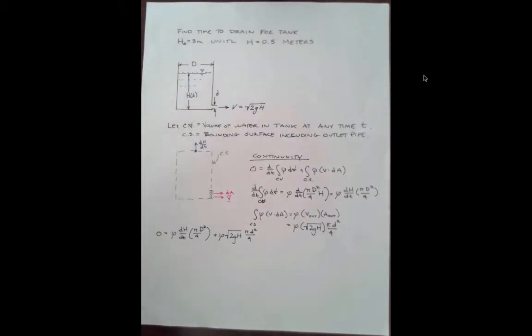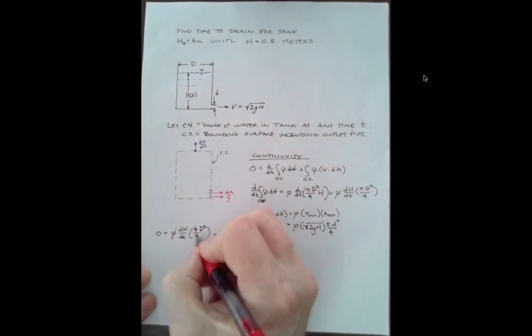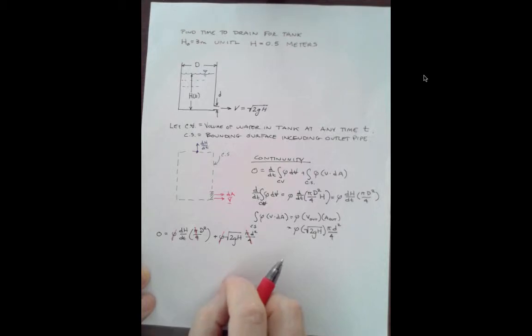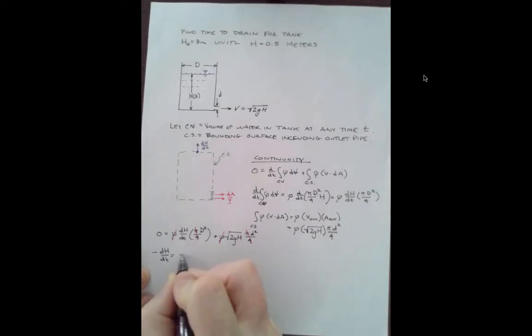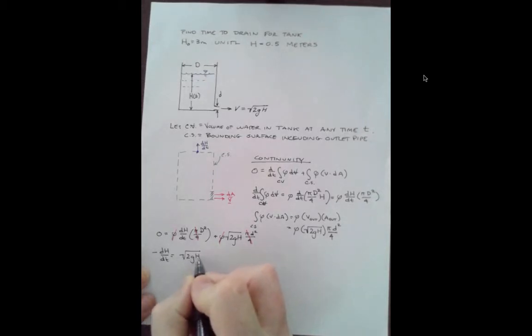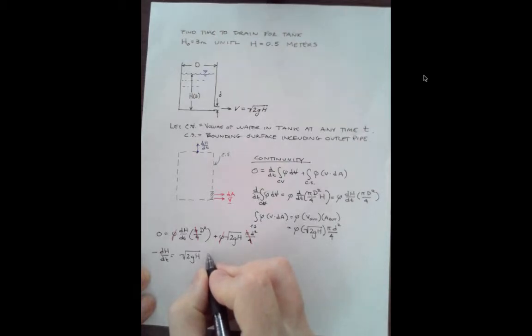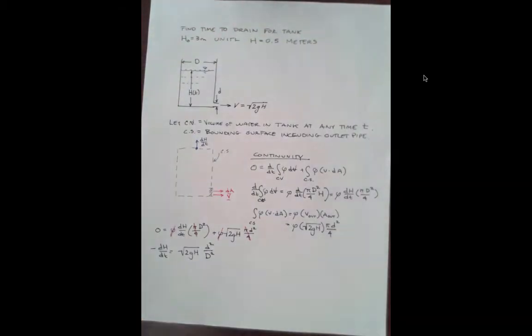We'll cancel what we can. Density is constant, so those rhos can be canceled out. Pi over 4 is a constant, so that can be multiplied out. And what we have left is minus dh/dt equals square root of 2g h times d squared over capital D squared. Okay, what we did last time is we separated and integrated from this point forward. Instead, what we're going to do is approximate this with a numerical method.